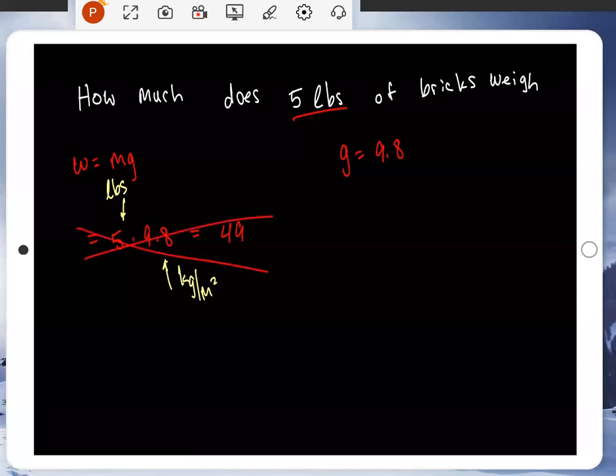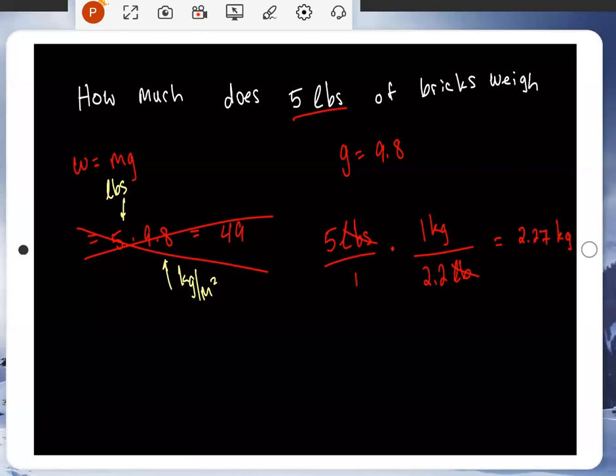We have to say 5 pounds divided by 1. Here's our conversion factor that we spent a little time on, 1 kilogram. And remember, there's 2.2 pounds in a kilogram. So you have to write this down. Cross out your pounds. And then the true mass in kilograms is 5 divided by 2.2. That's the mass in kilograms. And then you can go into your thing and say 2.27 times 9.8.